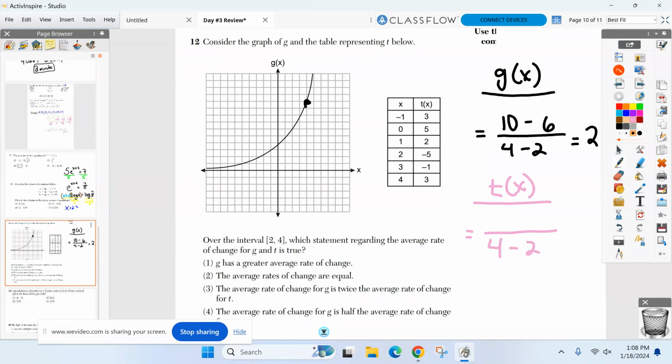So when x is 4, we got a 3 for y. When x is 2, we got a negative 5. Be careful, make sure you don't put minus 5, minus a negative 5. So this rate of change is 8. And now we answer the question. No, it's 8 over 2. 8 over 2, yeah, 4, yeah, I got it.